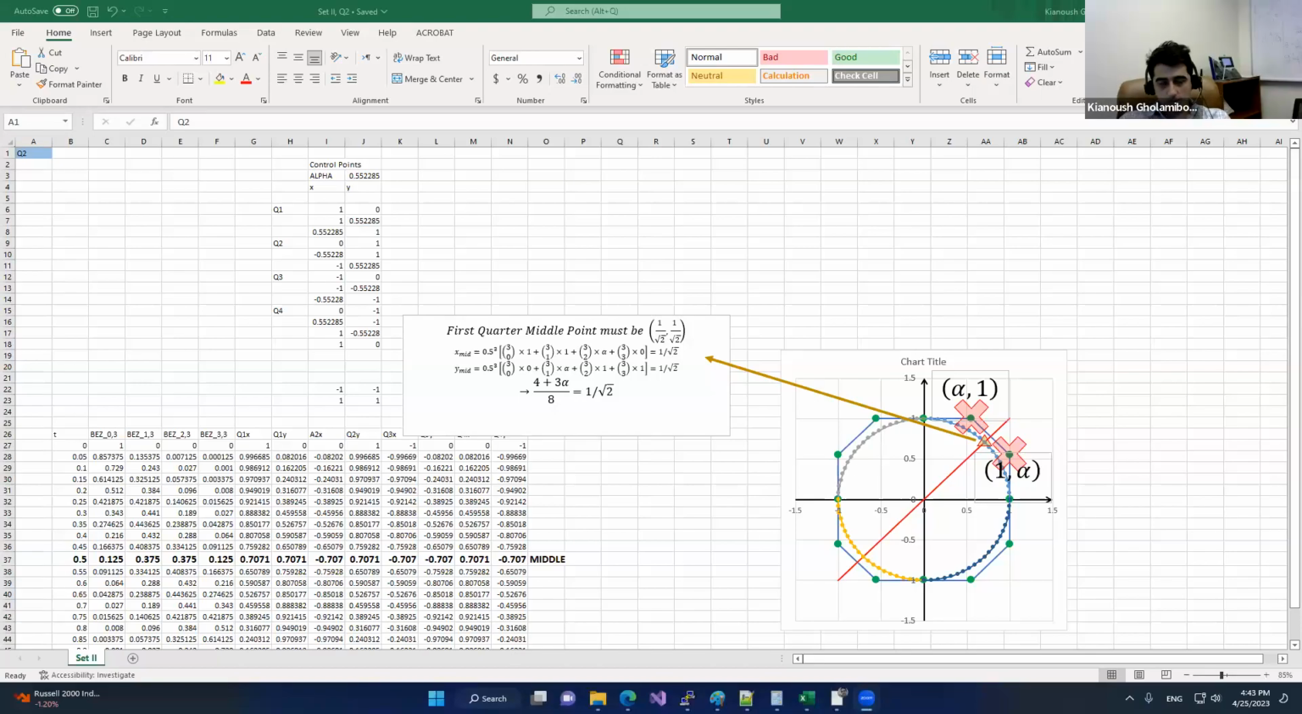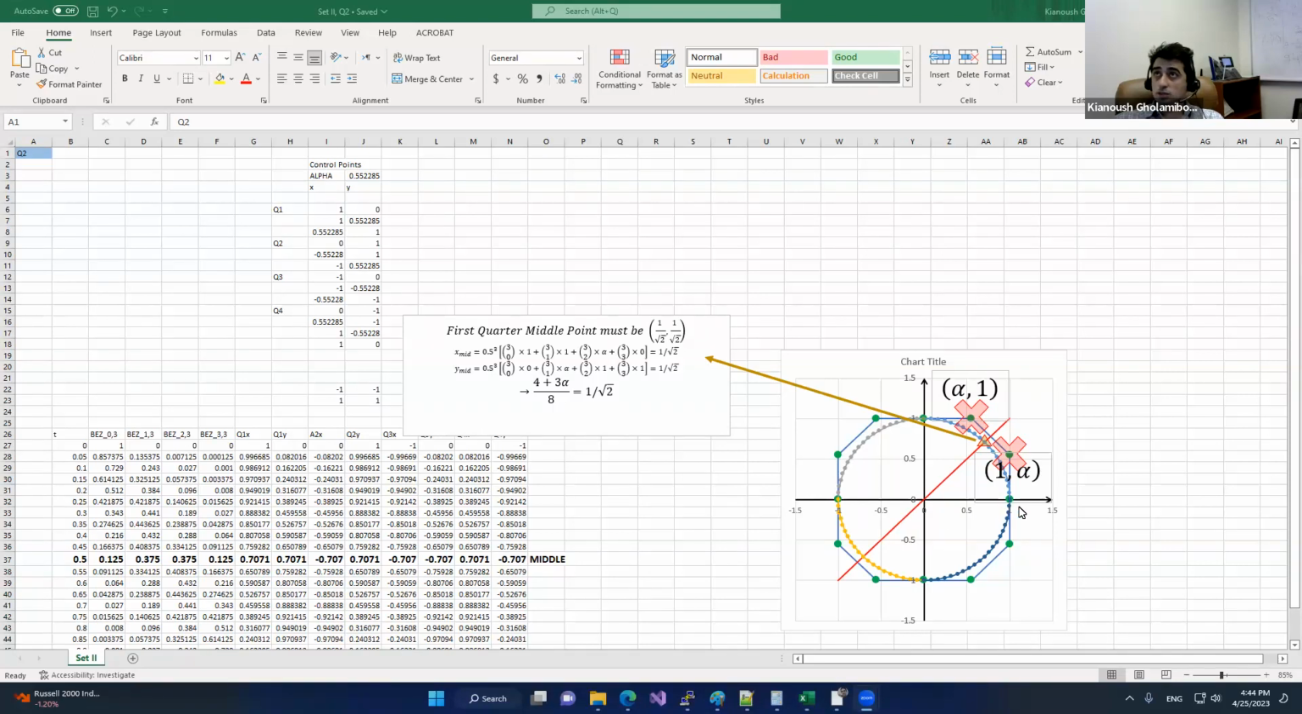Hello, in this short video, I'm going to talk about how to solve the second question in the second set of sample problems for the final exam. The question is asking you to use 4 equal size Bezier curves to draw a circle. I'm going to draw a circle with radius equal to 1 and center at 0, 0, which is the origin of the coordinate system.